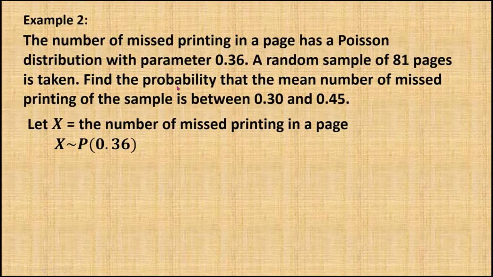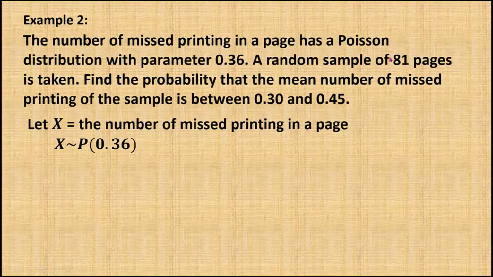In this question, we are asked to find the probability of the mean number of misprinting. The number of misprinting is x, then the mean number of misprinting is bar x. So therefore in this question we are going to use the distribution of sample mean. Since the distribution of the random variable is Poisson, the distribution of the sample mean is unknown.